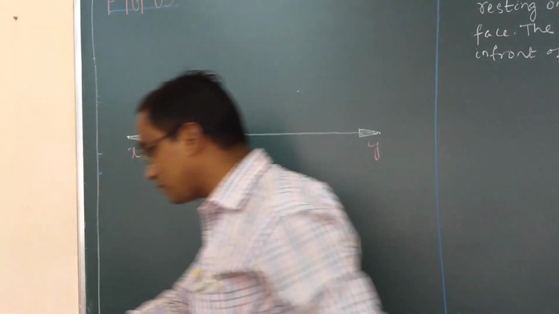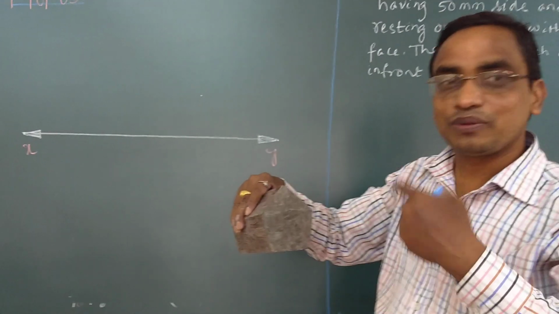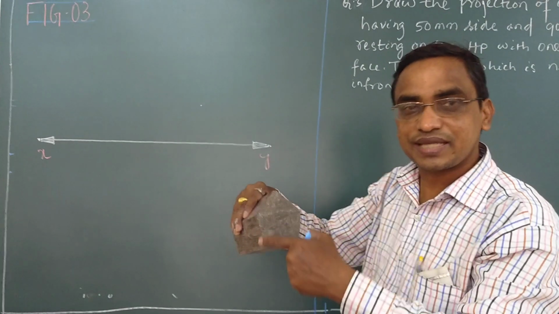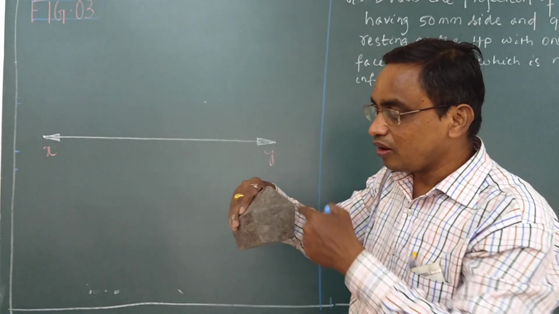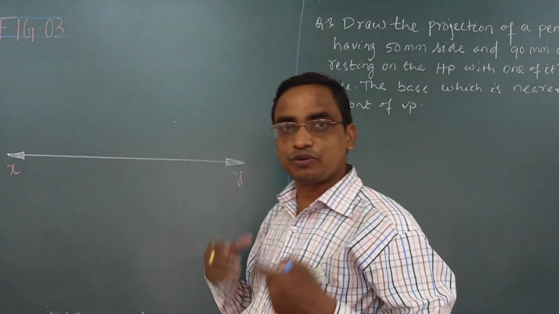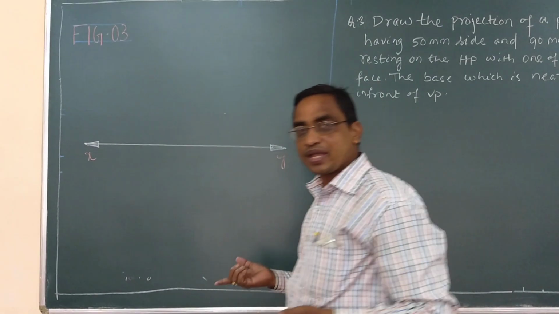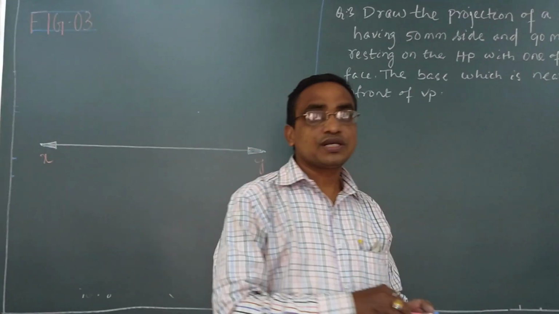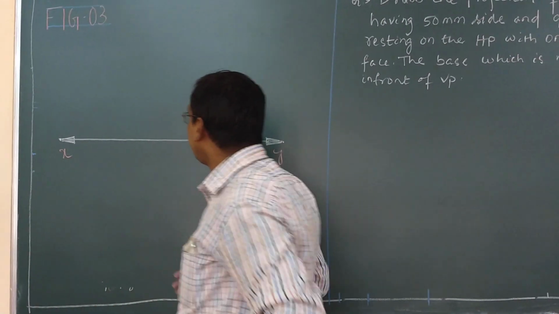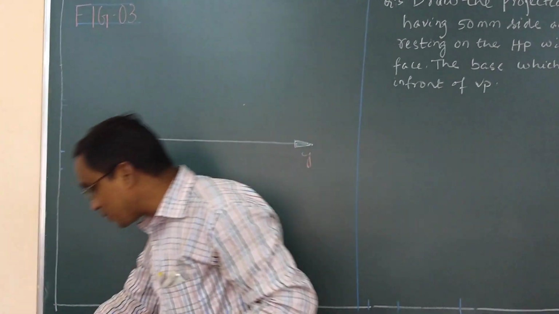In front view, what do I observe? I mark a regular pentagon. What is a regular pentagon? A regular pentagon means all sides of a pentagon are the same and all included angles are also the same. How will you calculate the included angle of a pentagon? Already you know from high school geometry, that is 360 divided by n. Here n is 5, so 360 divided by 5 is 72 degrees.